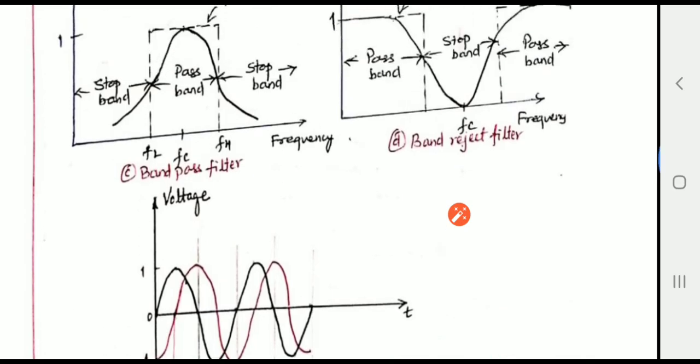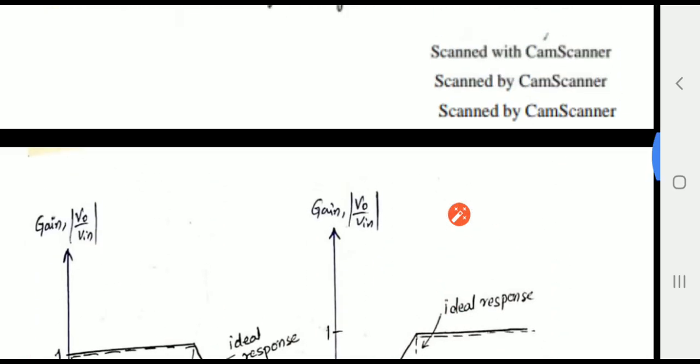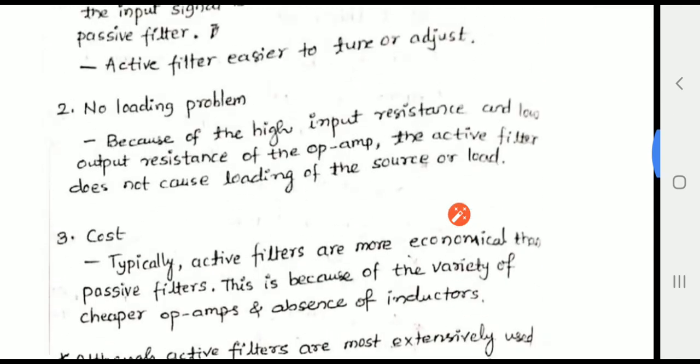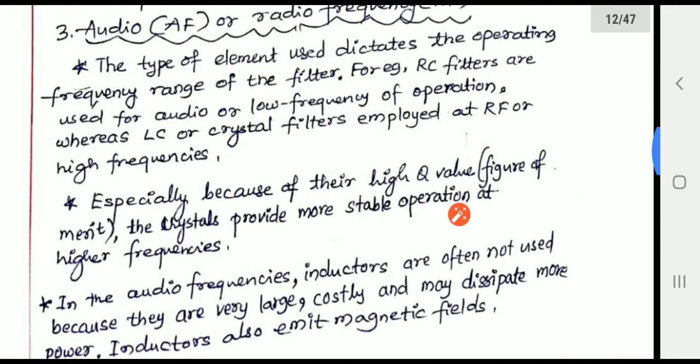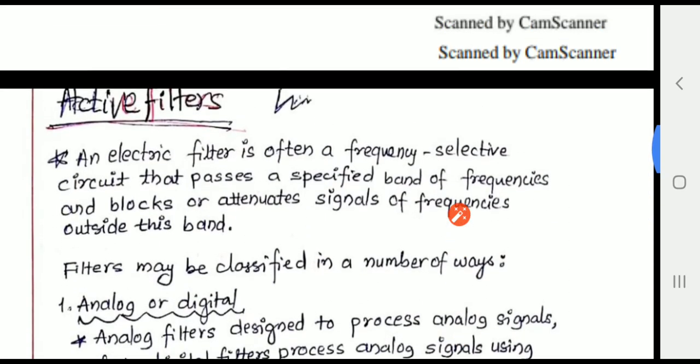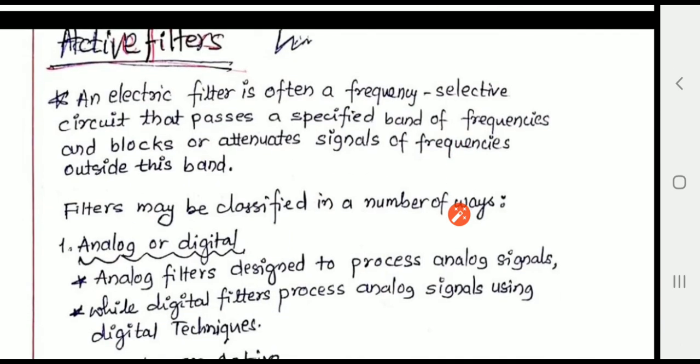So this is about active filters. Now we will discuss them one by one in detail in the next topics, followed by low pass, high pass, band pass and band reject filters. Okay, so this is a simple topic. Just go through that and we will understand. Okay. Thank you.